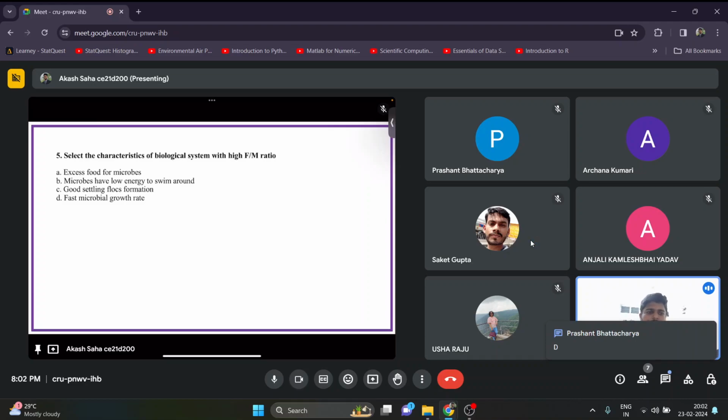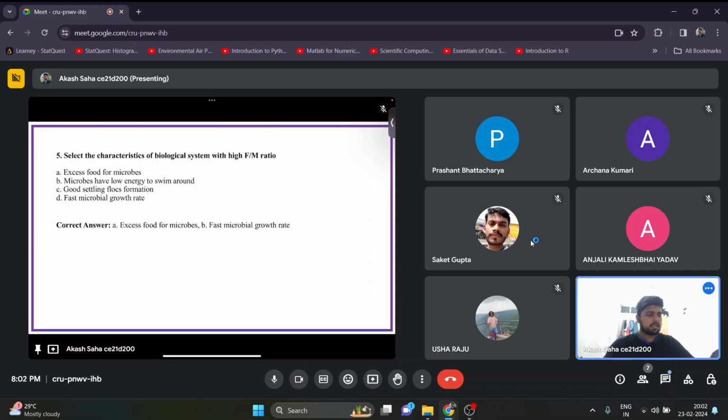Yeah, so as Prashant is saying, D is also correct because as more food is there, there will be a fast microbial growth. There will be a very fast microbial growth. So both A and B, or rather D, I have marked it incorrectly, it is D. So both fast microbial growth and excess food for the microorganisms are the correct answers for this.